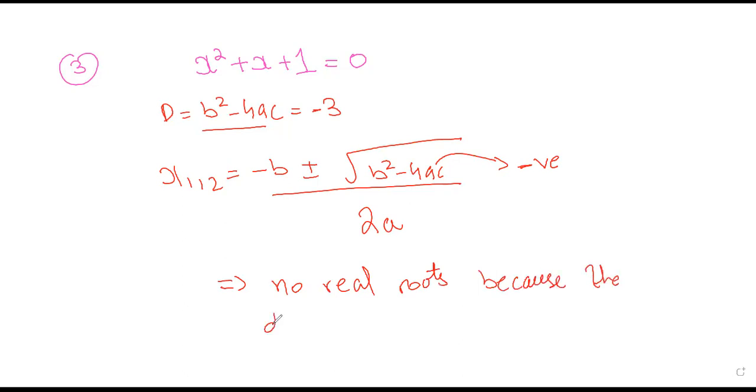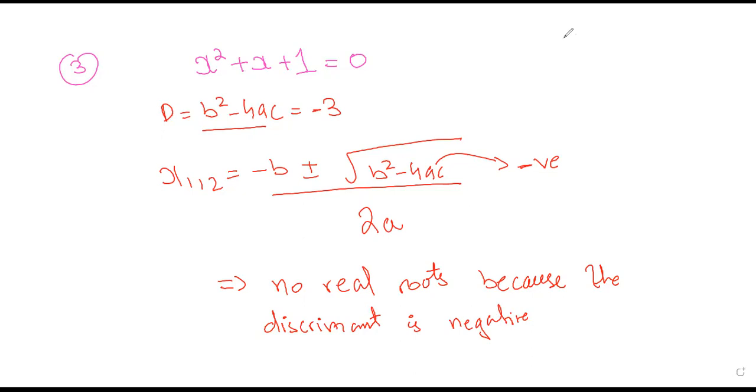Because the discriminant is negative. Whenever b square minus 4ac, that is your discriminant, is negative, you cannot have a solution. So in this case, you will have no real roots.